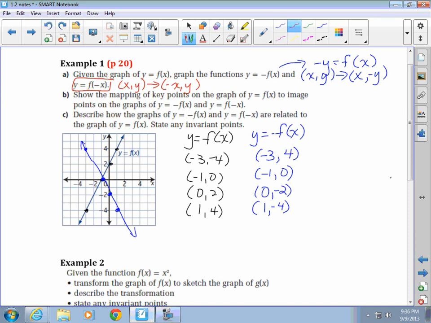Okay, so then to do it for y is equal to f of negative x. So that means that the negative sign affects only the x value. So you always go back to your original function. So this becomes (3, -4), (1, 0), (0, 2), and (-1, 4).